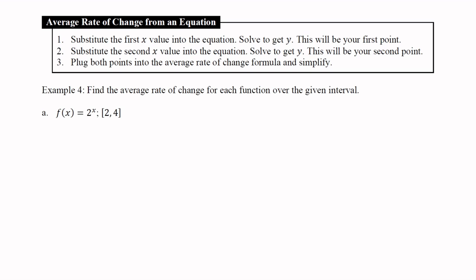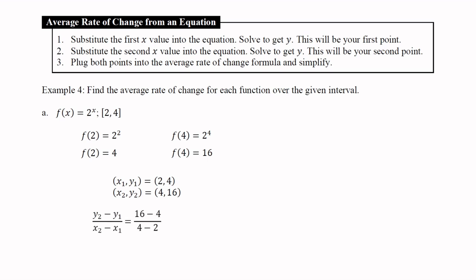We are given the interval 2 to 4. Those are our x values. So you're going to plug those x values into your x, and you're going to get your y values that go with it. Okay, so we do 2 squared, which is 4, and 2 to the 4th, which is 16. Then we plug in our 2 points, which we got, into our average rate of change formula, and we simplify to get 6 as our average rate of change between those two x values given the equation 2 to the x.